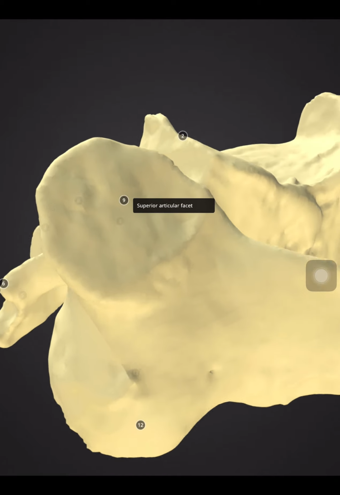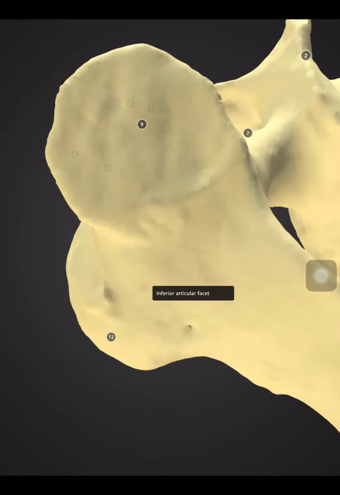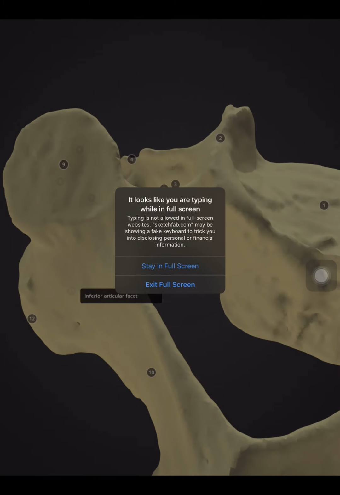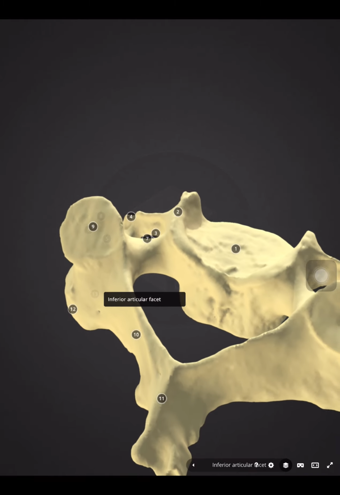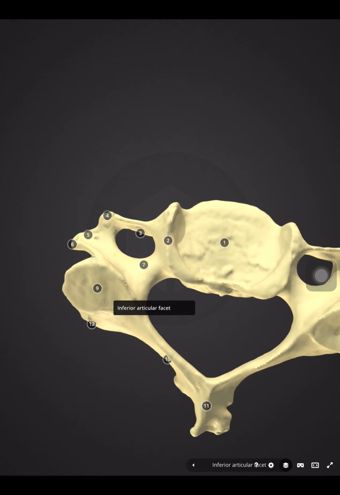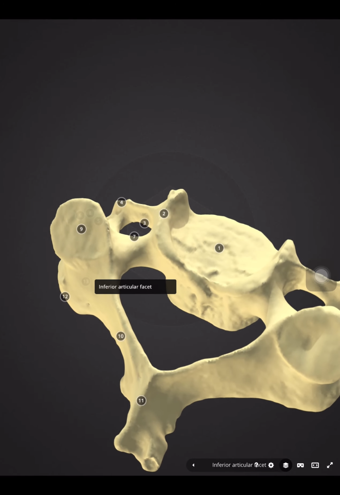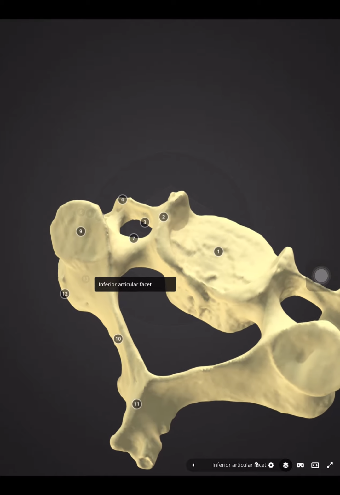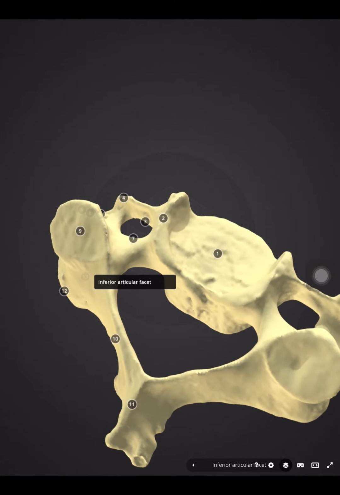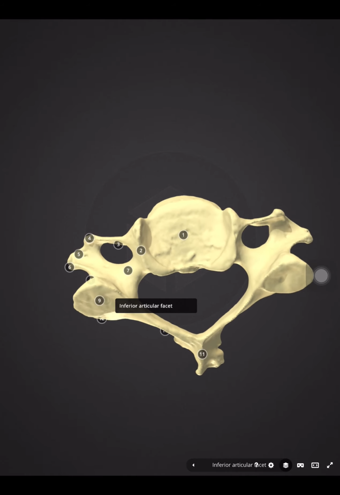Number 9 is the superior articulating facet, and 13 is the inferior articulating facet, both of which form the lateral mass of the cervical vertebra. The superior articulating facet is directed posteriorly, and the inferior articulating facet is directed anteriorly. So the superior articulating facet articulates with the inferior articulating facet of the vertebra above. And also, through the foramen transversarium, the vertebral vessels pass.